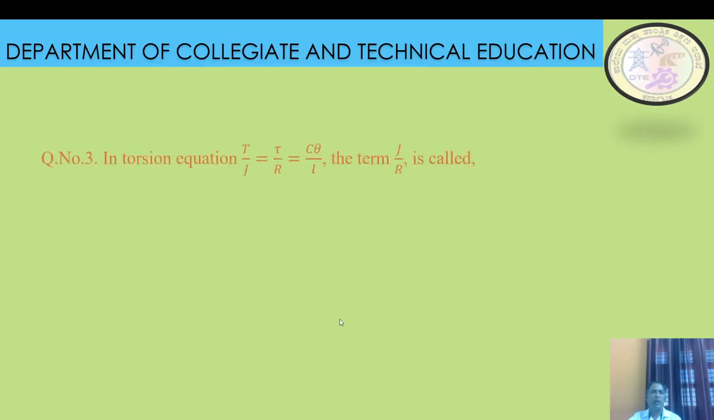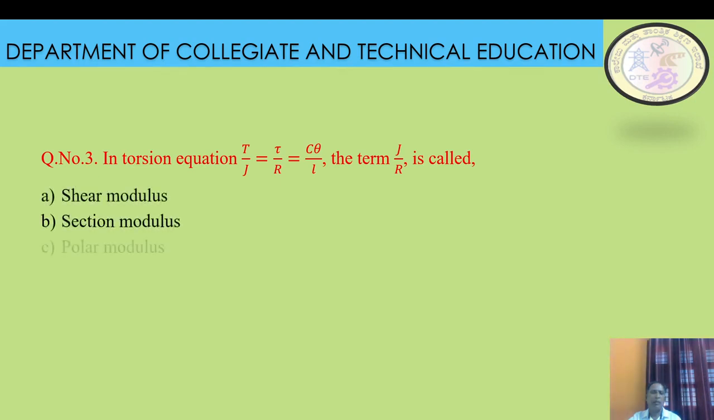Third question. In the torsional equation, T by J is equal to tau by R is equal to C theta by L, then the term J by R is called polar modulus. Answer is C.